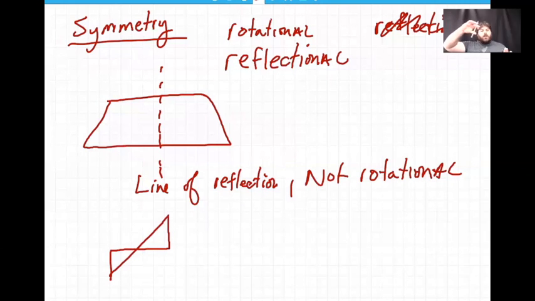Okay, let's look at an object like this. Okay, you can see this one, if I rotate, that's not a great drawing. Let me try that again.